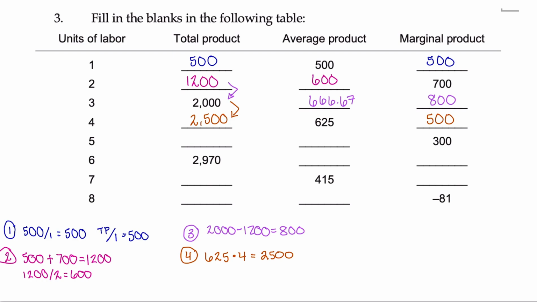So then our marginal product is 300. So we're going to add 300 to our 2500 and get 2800. So 2500 plus 300 is 2800. So then we have 2800 divided by 5, which is going to give us 560.